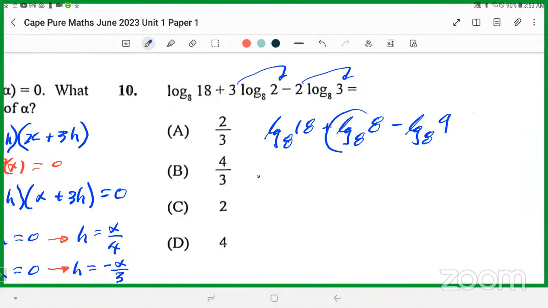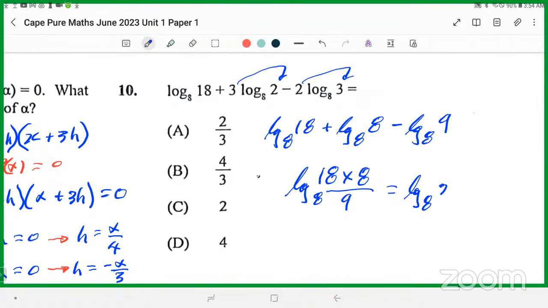All right, this is actually 1 enough, but I'm going to use the laws of logs, right? So here I'm going to multiply these. It becomes a log to base 8. Multiply these, I get 18 times this 8, divided by this 9. So it becomes, this cancels into that 2 times. So it becomes log to base 8 of 2 times 8.